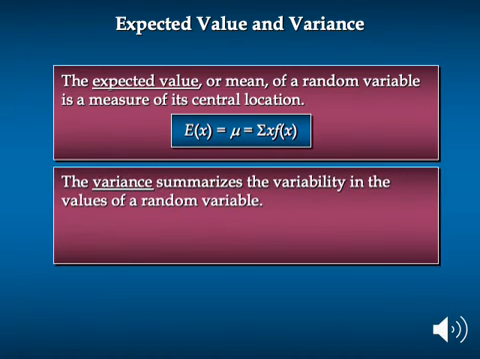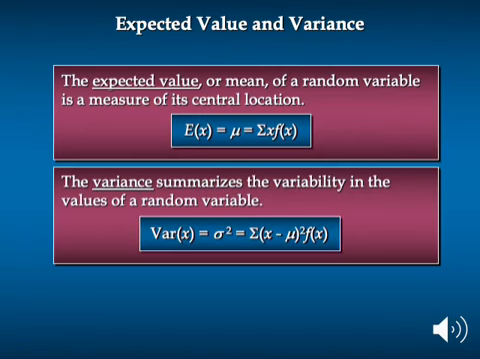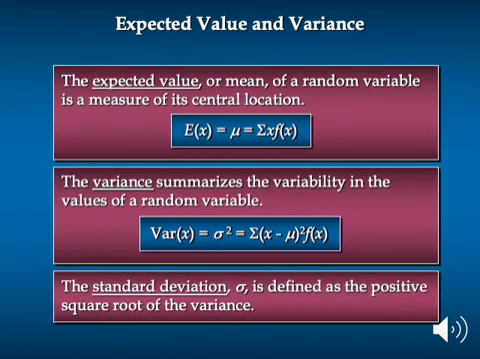The variance summarizes the variability in the values of a random variable. And again, the formula is starting to get a little bit more complicated. But as you'll see when we do the calculations, this is easy for us to do when we're using Excel. By the way, after you get the variance, the standard deviation, which is signified by the Greek letter sigma, is defined as the positive square root of the variance.